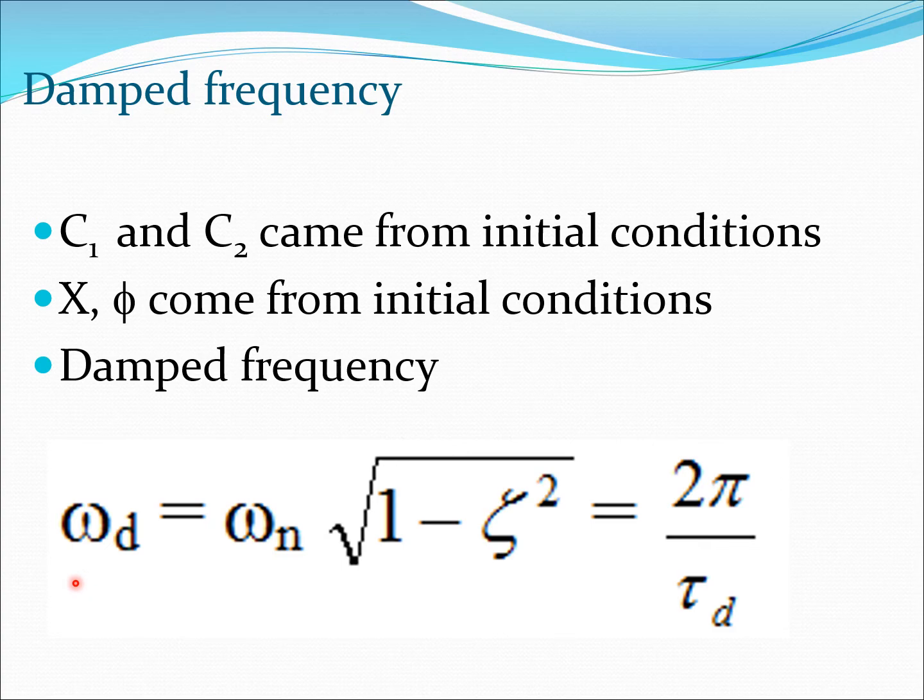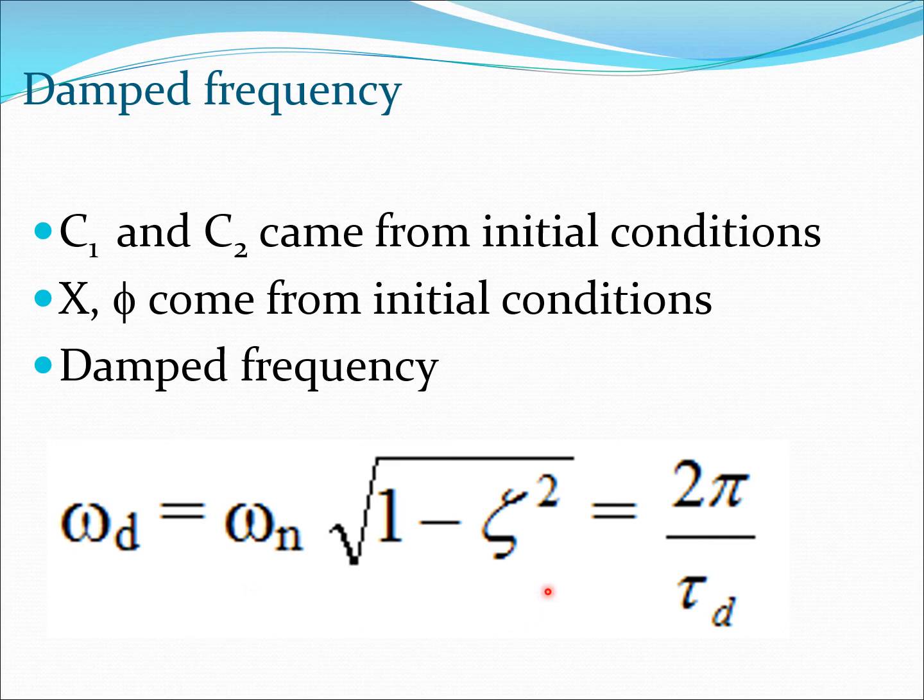Now the damped frequency is one more concept, that is essentially the natural frequency without damping times root 1 minus zeta square. You can also write this as 2 pi by tau d, that is the damped time period. Now you can see that if zeta is 0, these are the same, but also if zeta is very small, such as 0.05, they are going to be nearly the same, and that is what we meant, that in many cases if damping is small, the undamped natural frequency is sufficiently good and you can use it.